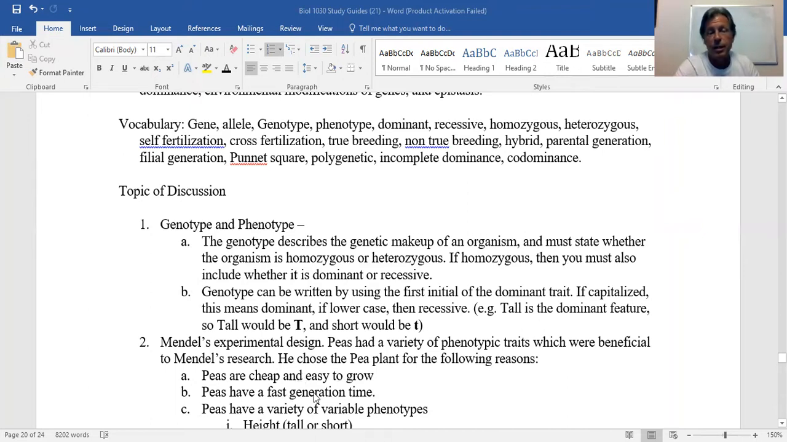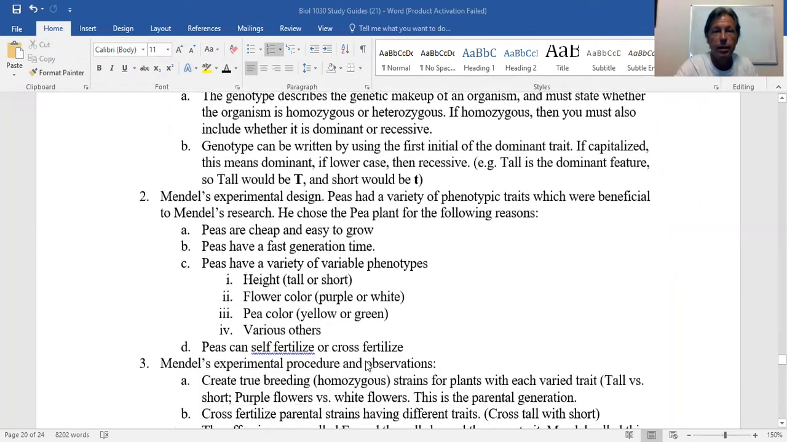Peas have a fast generation time. Like I said, you can grow multiple crops a year as opposed to waiting a generation, 20 years for one baby elephant to grow into a reproducing organism. All right, now that's pretty obvious, right? Those two, pretty quick and easy.